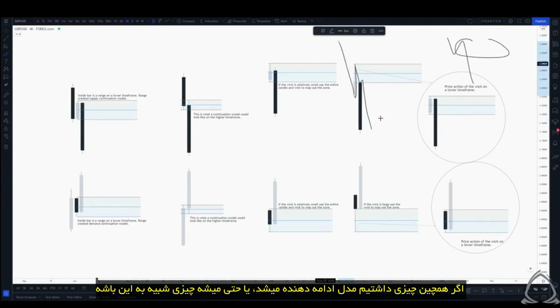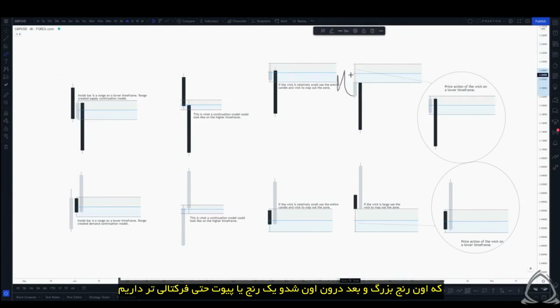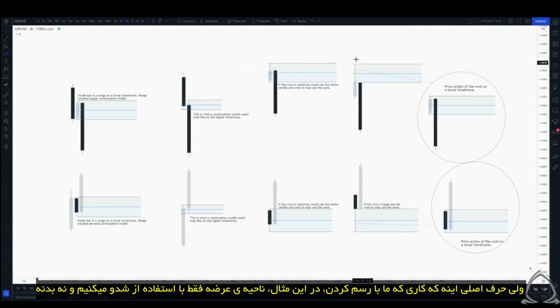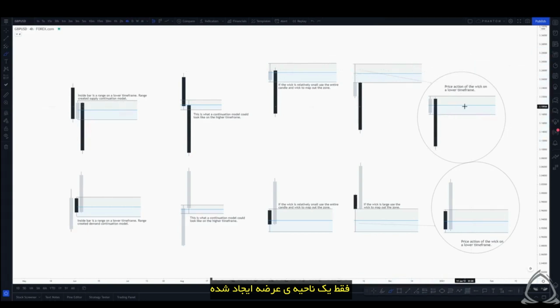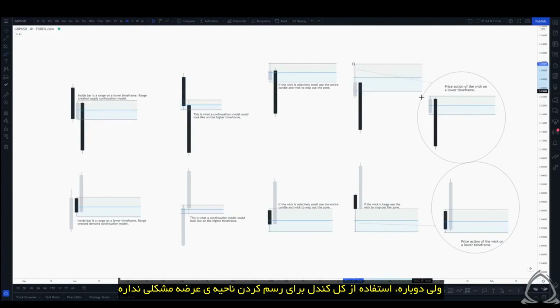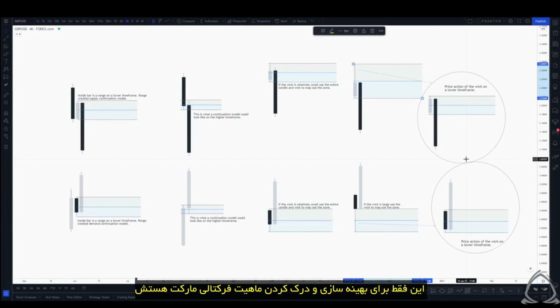If we were to look at something like this, there's your continuation model. Or even just something like this, where we have that large range, and then we get an even more fractal range or pivot being created inside of that wick. But all to say, what we're doing with drawing our supply zone in this case within just the wick and not including the body is simply a refinement, using the understanding that what's happening on the lower time frame within this wick is simply a supply zone being created. But again, there's nothing wrong with using the entire candle for mapping out your supply zone. This is simply for refinements and just understanding the fractal nature of the markets.